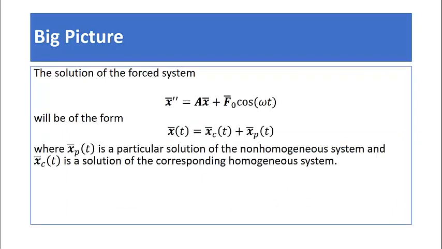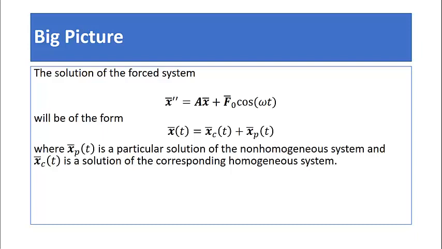All right, so suppose we have a non-homogeneous system. We've got an external force. So our force system looks like x double prime equals Ax plus F cosine of omega t. Then in that case, our solution will be xc plus xp, where xp is a particular solution of the non-homogeneous system, and xc, our complementary solution, is a solution of the corresponding homogeneous system.